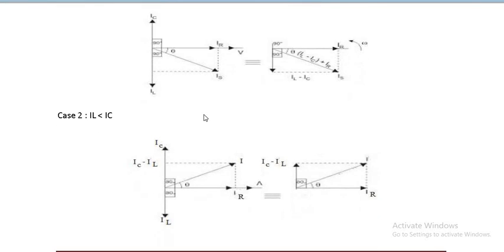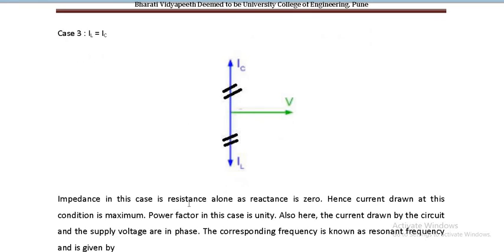Okay, similarly you can see in the second case when IL is less than IC, that means it is a capacitive dominant circuit. In this case, if you remember about series circuits, you had the impedance triangle and voltage triangle in the fourth quadrant, right? Exactly flipping it vertically, you can get the phasor diagram over here when we talk about the current triangle or admittance triangle. Yes, and the last case is when IL is equal to IC.